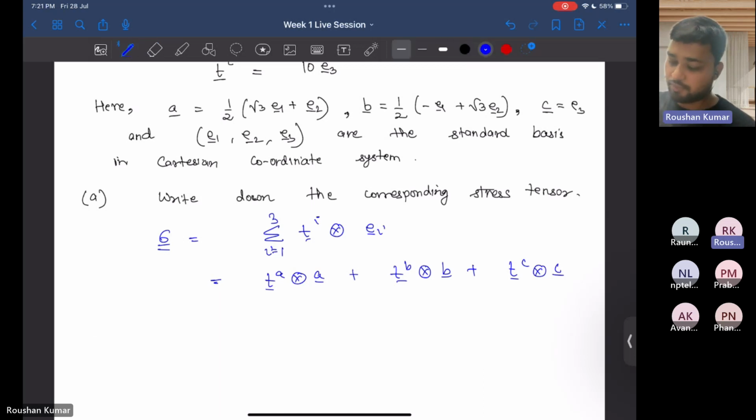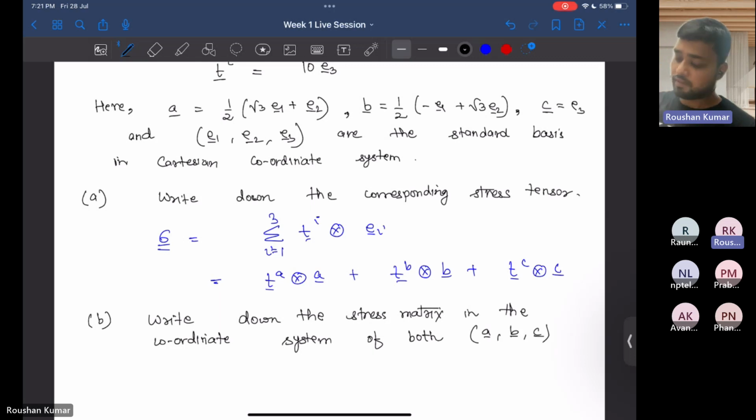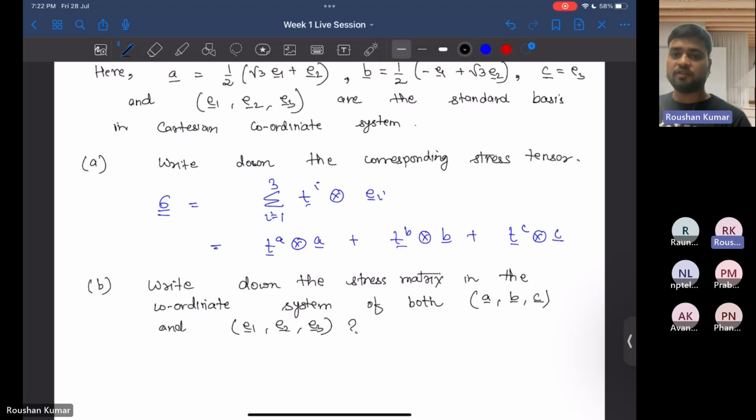That is question number 9B. In this question we have to write down the stress matrix in both the A, B, C coordinate system and the E1, E2, E3 coordinate system. So what is the value of the stress matrix in the A, B, C coordinate system, and what is the stress matrix in the E1, E2, E3 coordinate system.